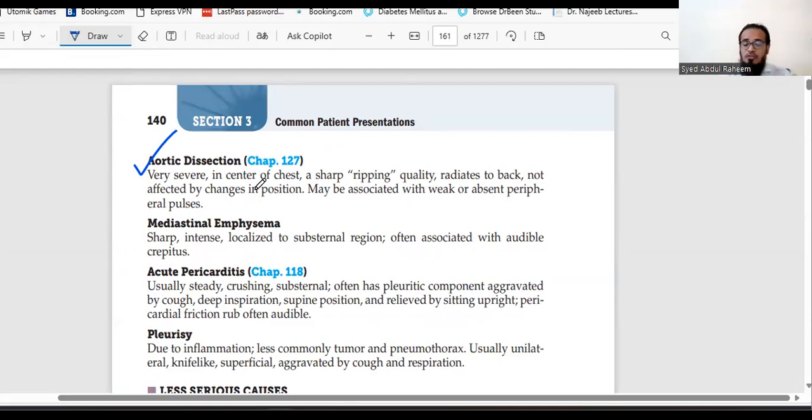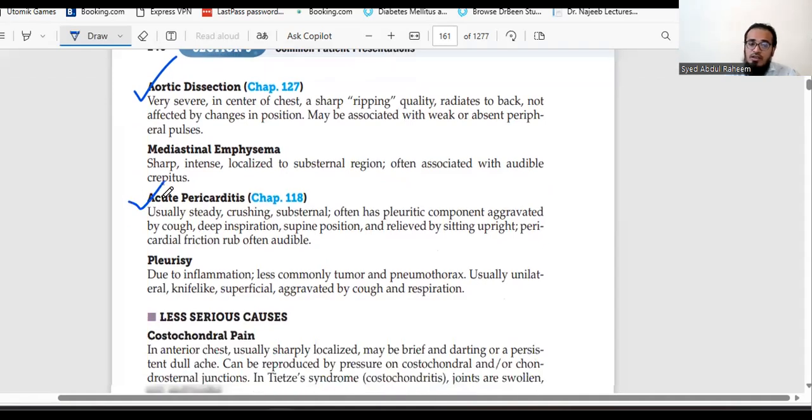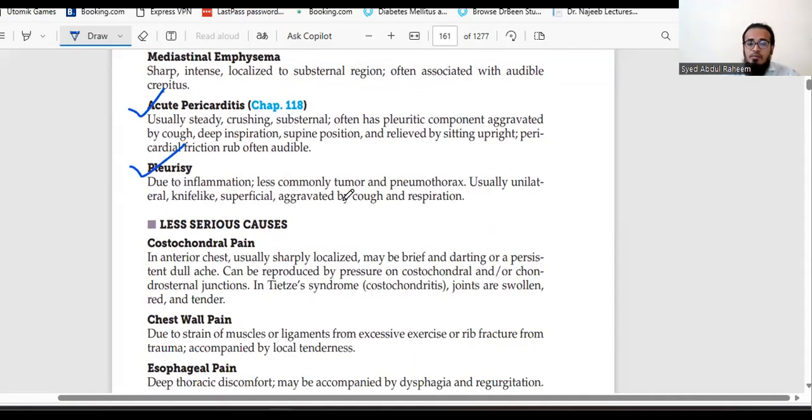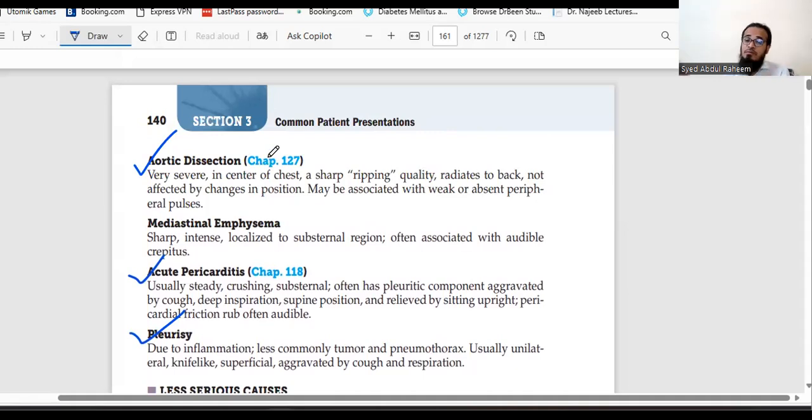It is very severe, and you have very sharp chest pain, and it radiates to the back. When you change position also, you will get the pain. Okay, this is a very dangerous and very serious issue. And mediastinal emphysema. Okay, this is mostly a lung issue, damage or blockage of the lung alveoli. Okay, acute pericarditis. It is also a serious issue. Pleurisy, which is a problem of the lungs. So here it may be due to a problem of the heart, a problem of the lungs, or the circulation in between the heart and lungs. Okay, so these are very serious issues.